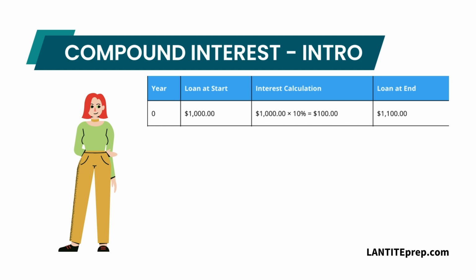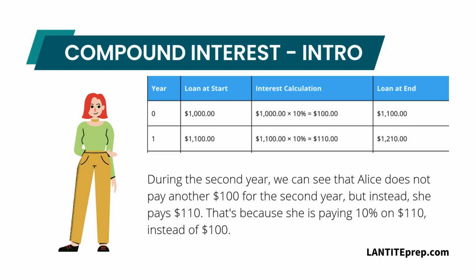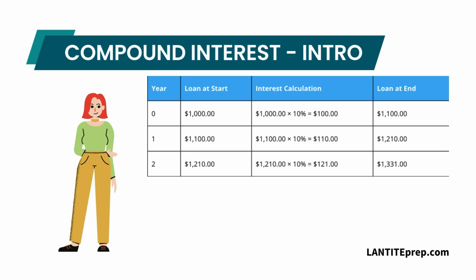However, let's remember that Alice's loan is for 5 years, so let's have a look at what the second year looks like. During the second year, we can see that Alice does not pay another $100 for the second year, but instead she pays $110. That's because she's paying 10% on $110 instead of $100. Before I show you the next year, can you calculate the amount in the loan at the end of the third year of the loan? Take a moment to figure this out. Great. Let's have a look. Did you get a total of $1,331? Well done.